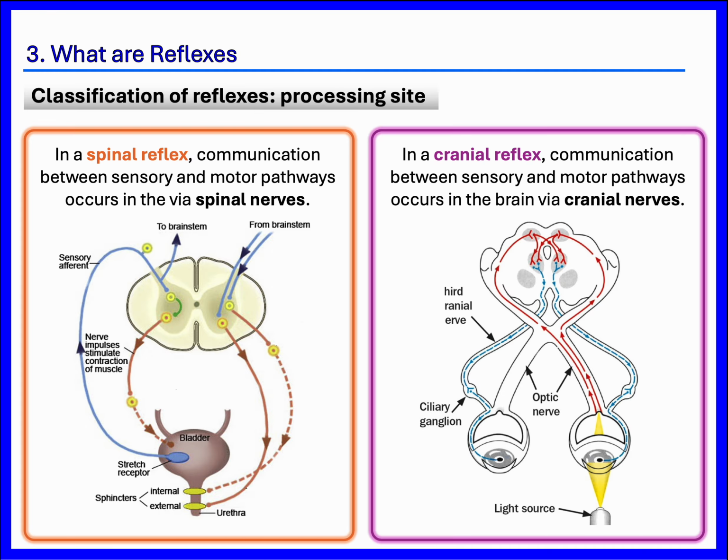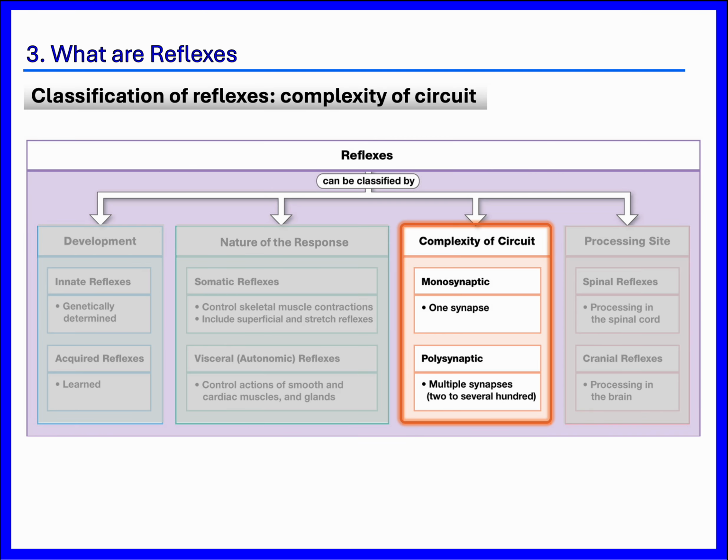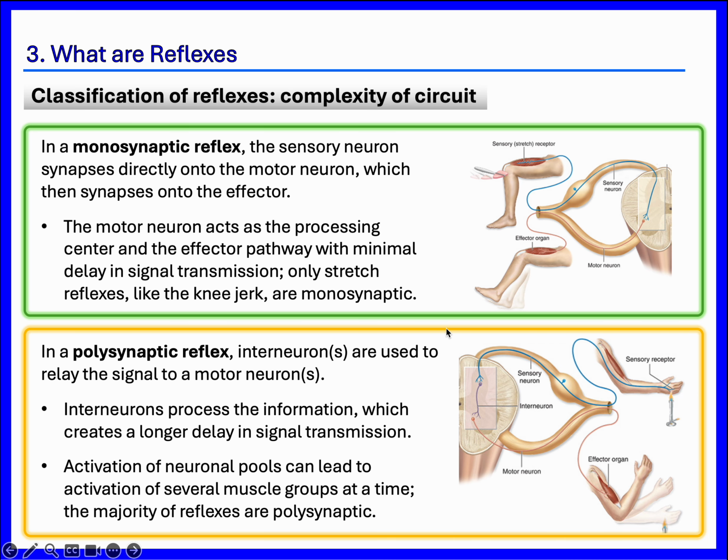Okay. The third way to categorize a reflex is by how complex it is. If it's a monosynaptic reflex, the sensory neuron synapses directly onto the motor neuron, which then synapses onto the effector. Here, the patellar one is an example of a monosynaptic one. You see this one neuron go in, it synapses onto the motor neuron directly and out.